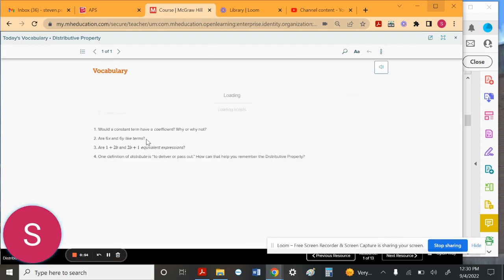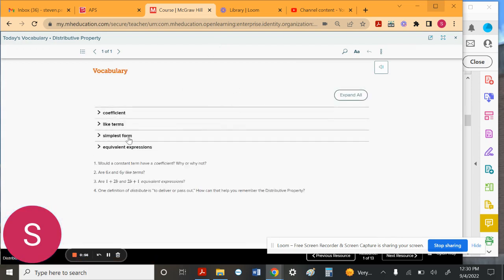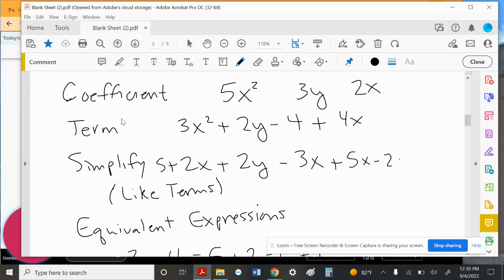So we're going to look at some vocabulary. We have coefficients, like terms, simplest form, equivalent expressions. If you go over here, the coefficient is just something that goes in front of a variable. A coefficient in this case would be a 5. The coefficient here would be a 3. And the coefficient here would be a negative 2. So those are my coefficients.